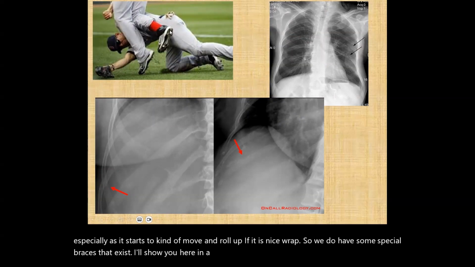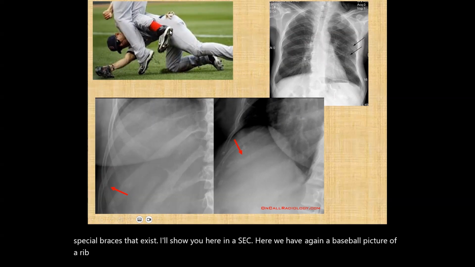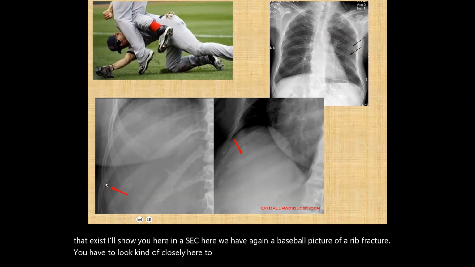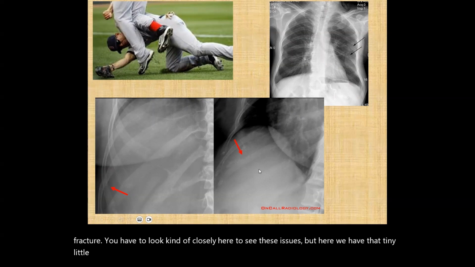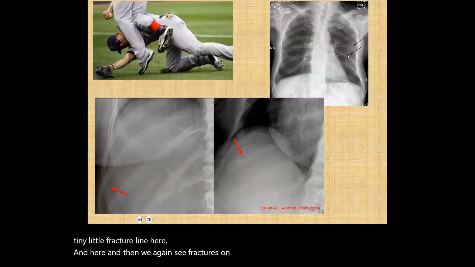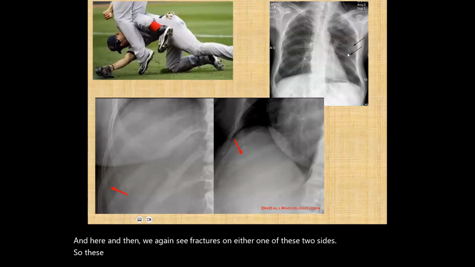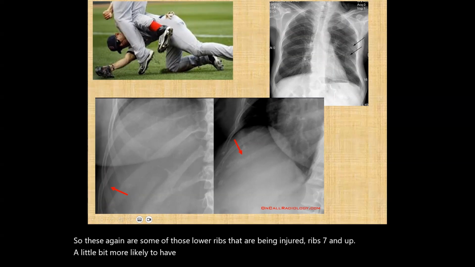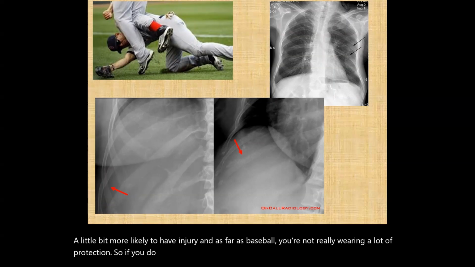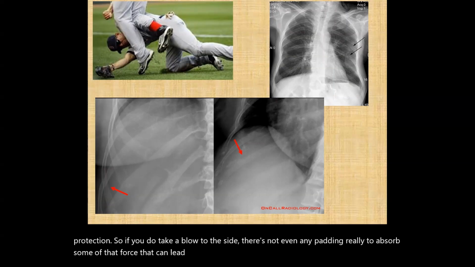Here we have, again, a baseball picture of a rib fracture. You have to look closely here to see these issues, but here we have that tiny little fracture line here, and then we again see fractures on either one of these two sides. So these again are some of those lower ribs that are being injured, ribs 7 and up, a little bit more likely to have injury. And as far as baseball, you're not really wearing a lot of protection. So if you do take a blow to the side, there's not even any padding really to absorb some of that force that can lead to not only rib contusions, but rib fractures.